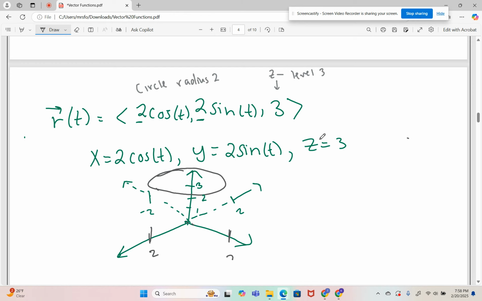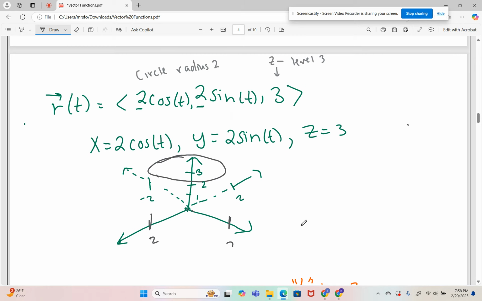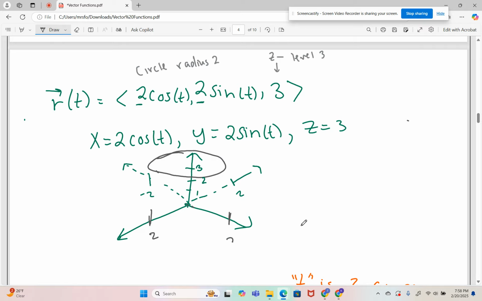Now, if x was the constant, then our circle would go around that axis. And we'll talk about that in a minute, but with an ellipse.